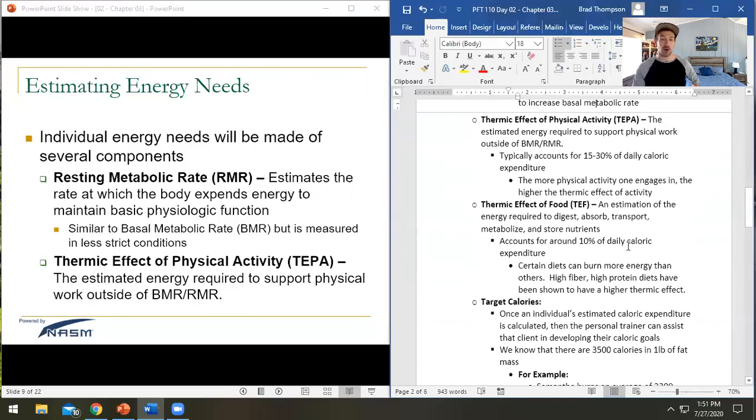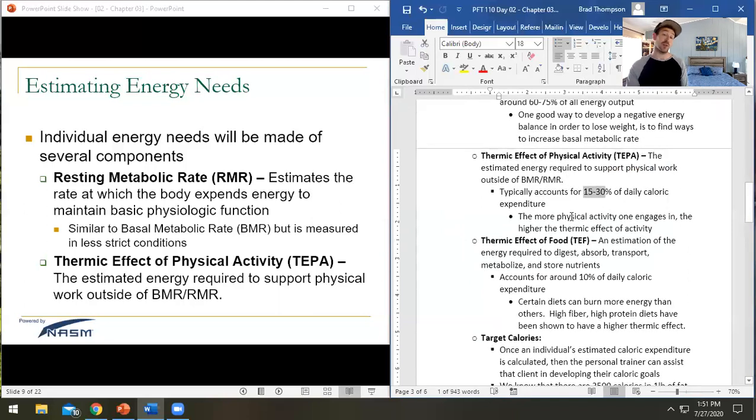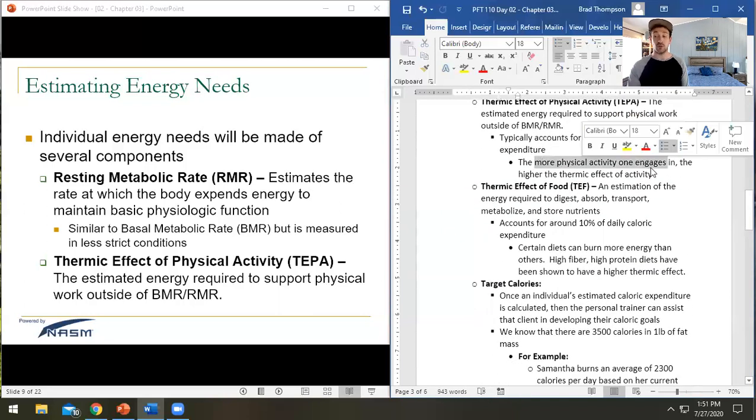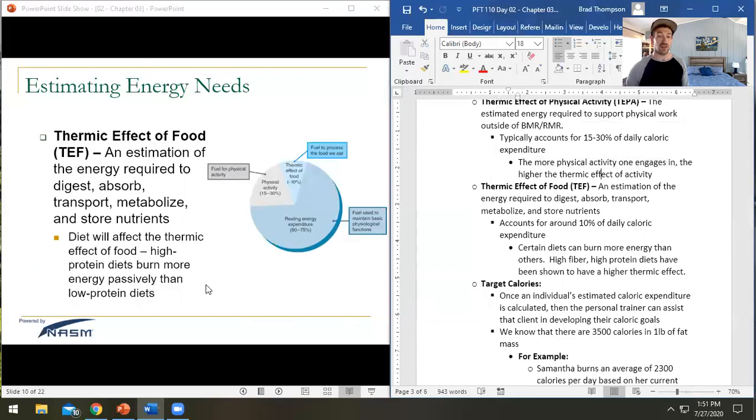Now, another part of your daily energy burn is also going to come from the thermic effect of physical activity, or sometimes just referred to as the thermic effect of activity. And this is the estimated energy required to support the body during physical work outside of your BMR or RMR, right? So this is about 15 to 30% of your energy expenditure for the most part. Although again, if you are a much more active person, that number is going to go up, and it's going to drive all your other percentages down. So the more physically active you are, the greater that's going to be.